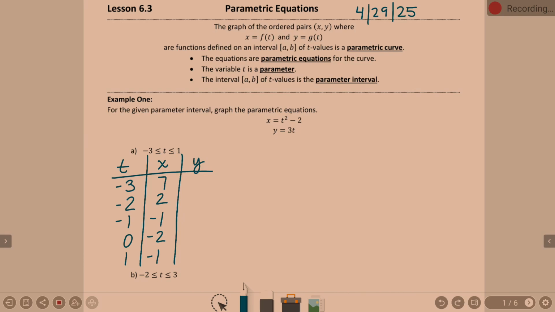Okay. Repeat the process with the y values. Y equals 3t, so when t is -3, what is y? 3 times -3, which is -9. When t is negative 2, what is y?